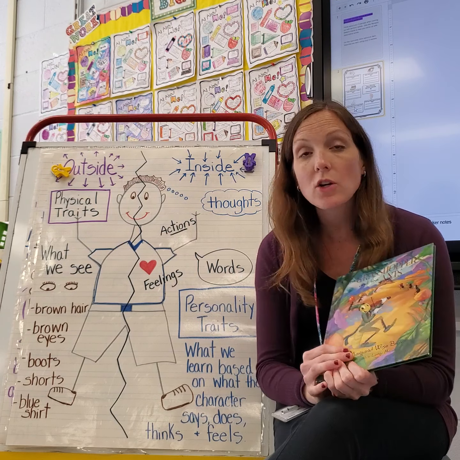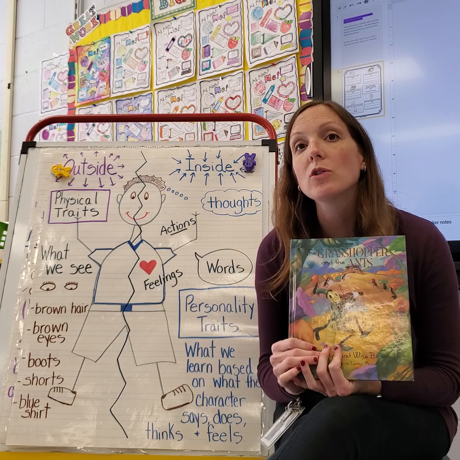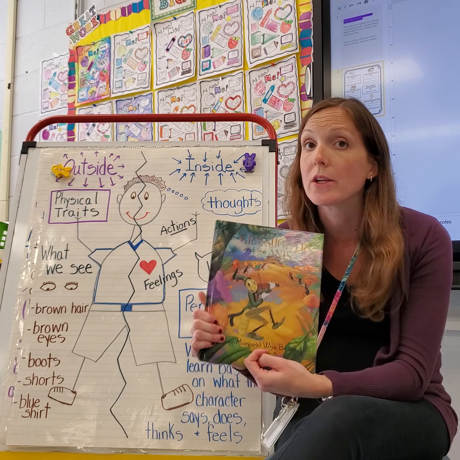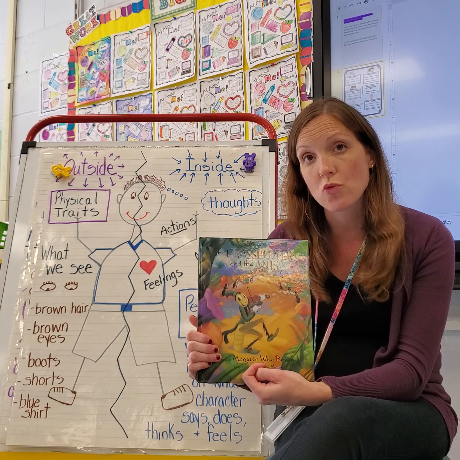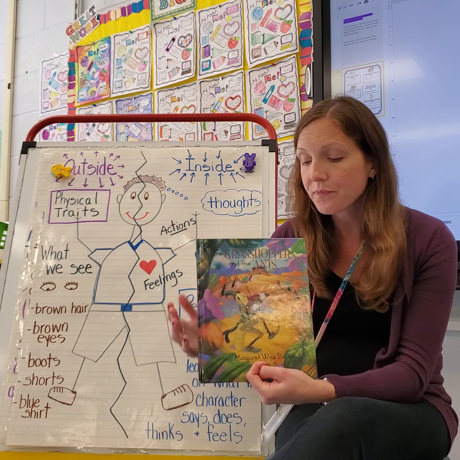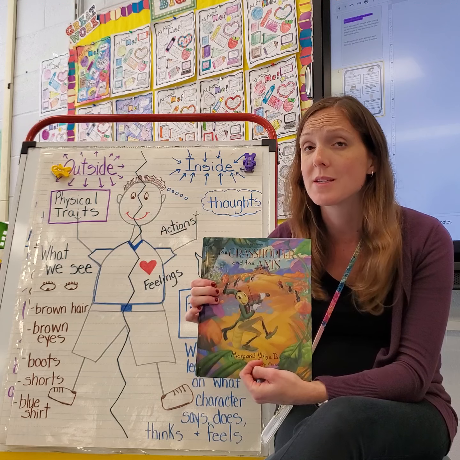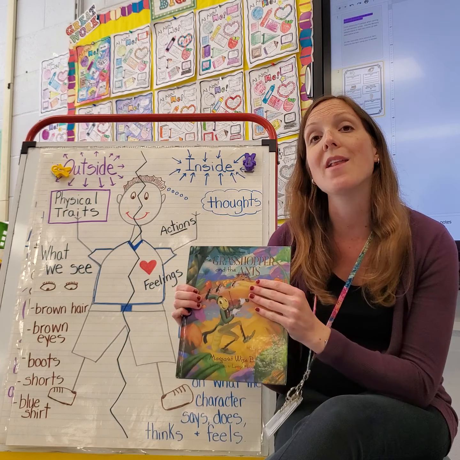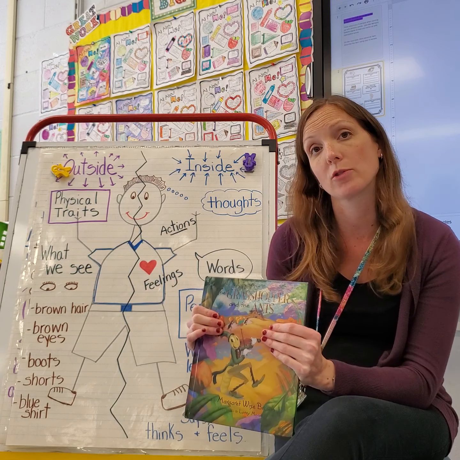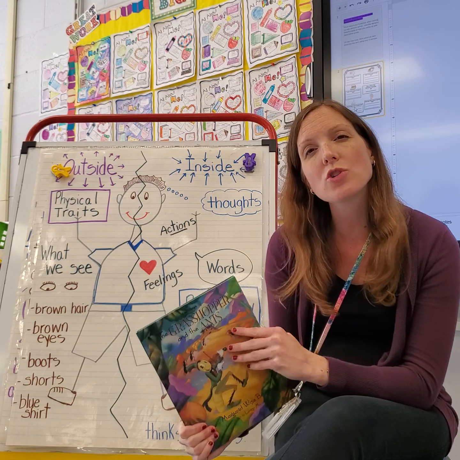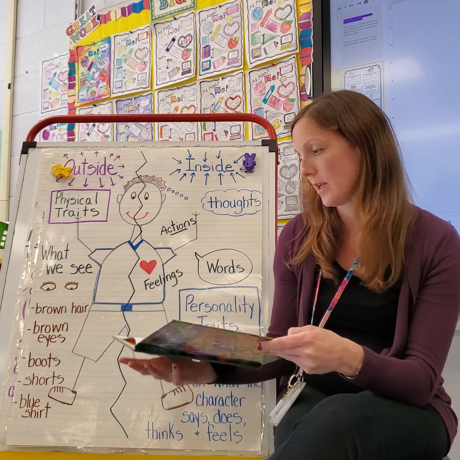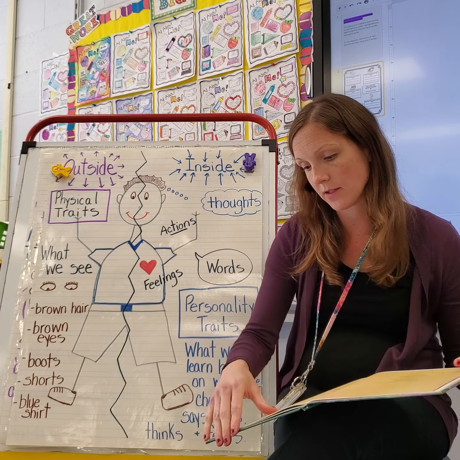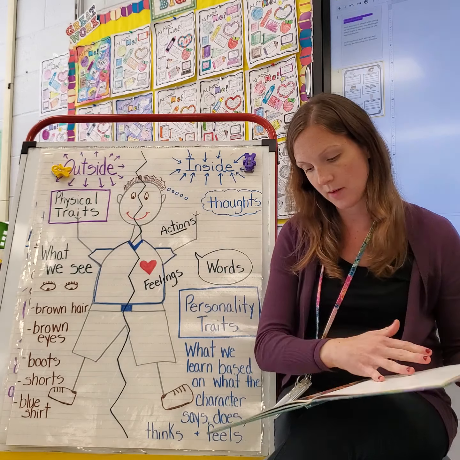So when we're focusing on our character traits today, we are going to see how one of the characters in this story is going to change. So they're going to have some traits in the beginning of the story. Then an event is going to take place that's going to cause the character to change. And then they will have different character traits at the end. So I want you listening for those while I am reading. So this is called The Grasshopper and the Ants. Here we go.